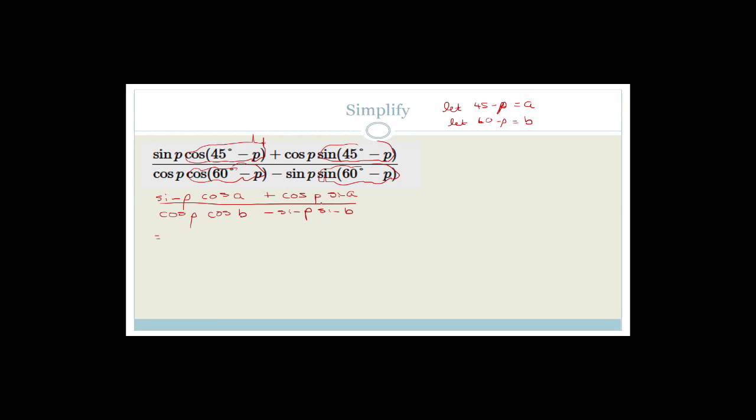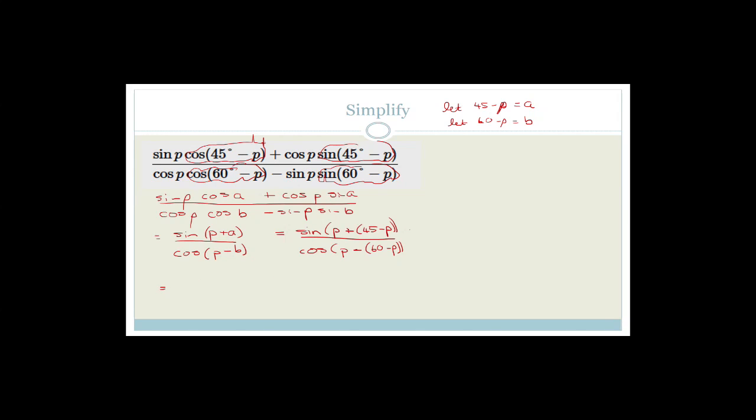So do you agree this is sine cos cos sine? So that is the sine rule. So it becomes sine of P plus A, all over, this is cos cos sine sine, so that's obviously the cos rule, and then we change the sign, so this becomes P minus B. And now all we have to do is substitute in these values. So this becomes sine of P plus (45 minus P) all over cos of P minus (60 minus P), right, because 45 minus P is A, because we let it be that, and 60 minus P is B. Okay, so all I'm doing is substituting in.